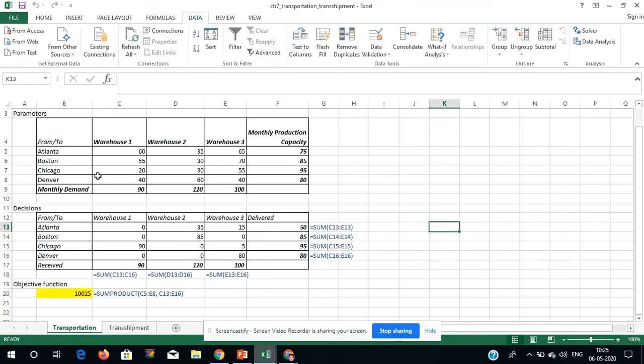Okay, the same thing you can see here. What I have done is the same thing in Excel. So these are different plants: Atlanta, Boston, Chicago, Denver, and these are three warehouses: warehouse 1, warehouse 2, warehouse 3. And monthly production capacity: Atlanta 75, Boston, Chicago, and Denver is written here. Similarly, the monthly demand from warehouse 1 is 90, warehouse 2 is 120, warehouse 3 is 100.